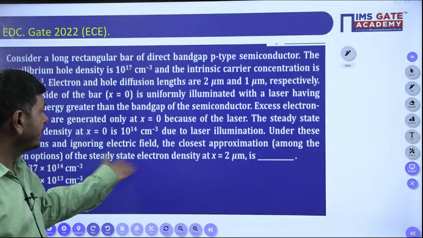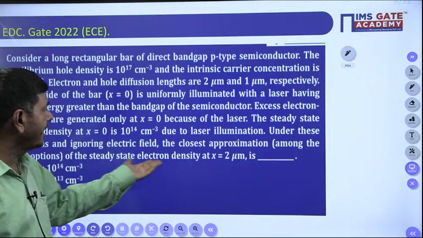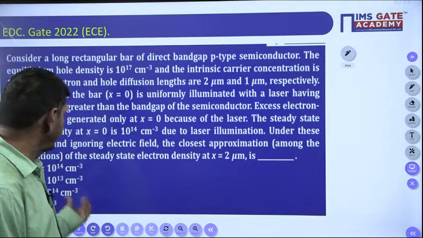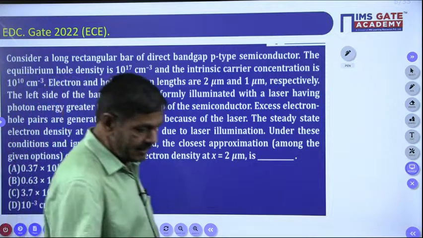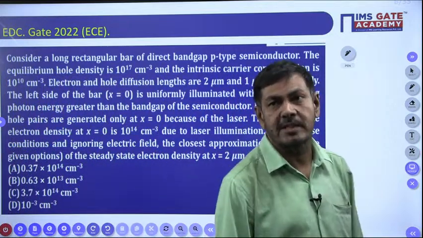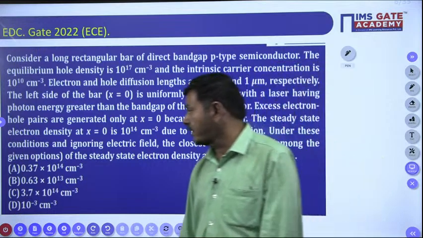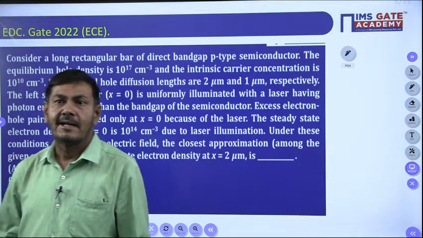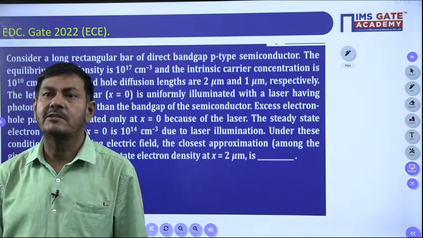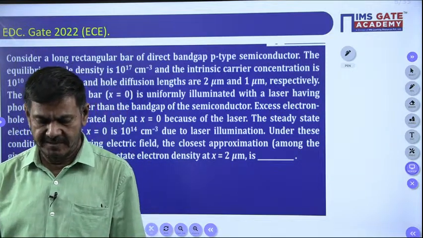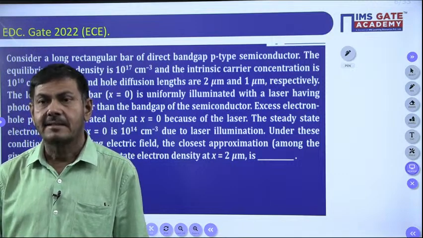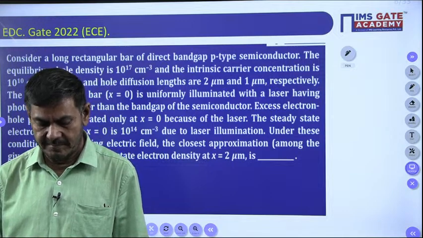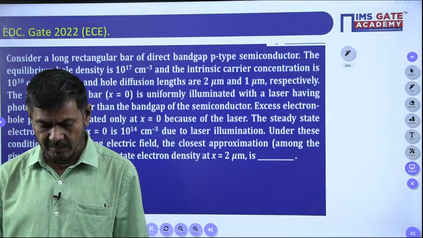Under these conditions, we have to find the steady state electron density at x equal to 2 micrometers. Such a way the question is asked. Four options are given. Initially, this problem I want to give in the hands of the students only. How many students are going to give the answer very perfectly? Can you try this question without my help? At first, you try and give me the answer. Just take 2 minutes. If you are getting the answer, very happy. I will check what answer you give.